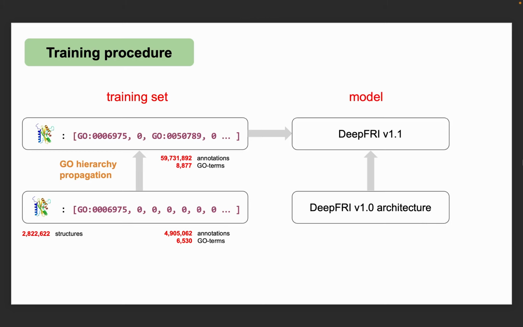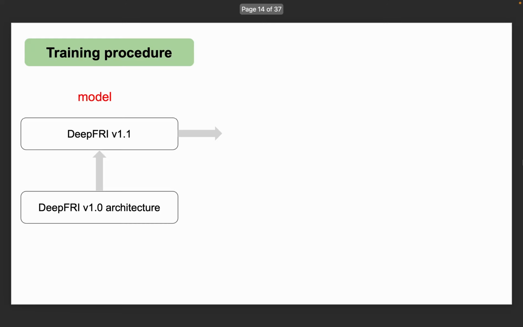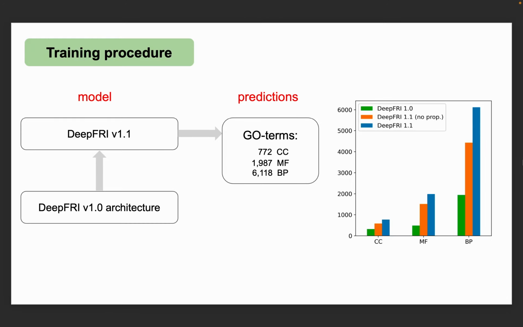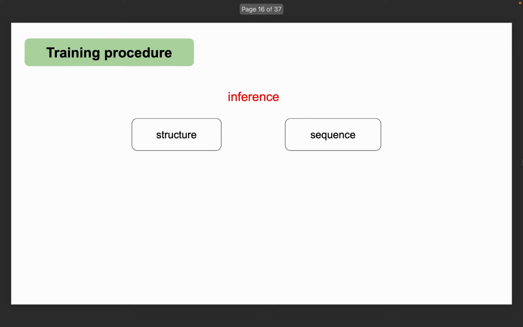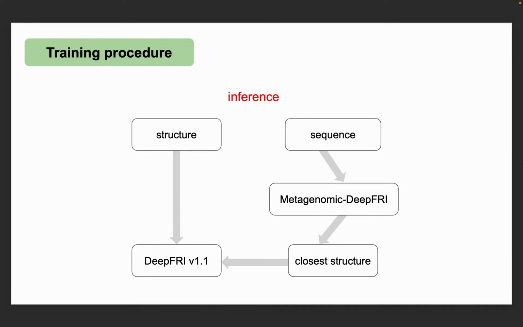We also use the original DeepFRI 1 architecture, which has been proven to be reliable. And the final DeepFRI 1.1 can predict almost 9,000 GO terms, which is more than 3 times more as compared to the original DeepFRI. If we have a structure, we can directly use DeepFRI 1.1 for function prediction. On the other hand, if we have a sequence, we can use metagenomic DeepFRI to find the closest homolog, and then use DeepFRI 1.1.